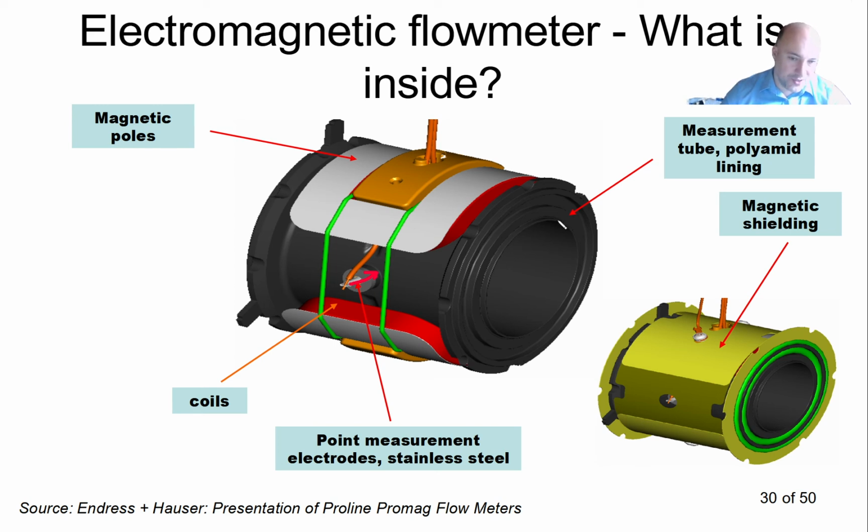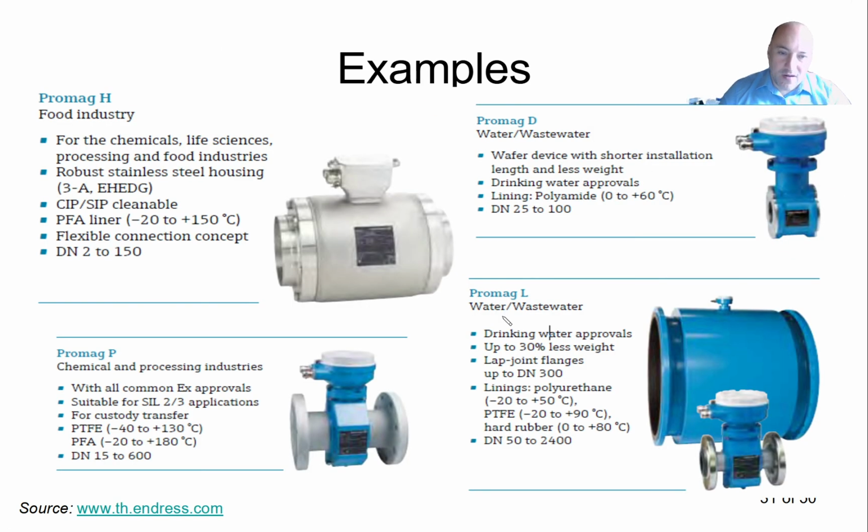The whole tube is insulated, so here they have some polyamide lining so that it is electrically non-conductive. And from the outside, above all this, we will have some magnetic shielding, so that the magnetic field from the outside will not penetrate that much into the flow meter itself. Here are a few examples. Again, it's used, for example, in the food industry, in the water processing industry, or in the chemical industry.